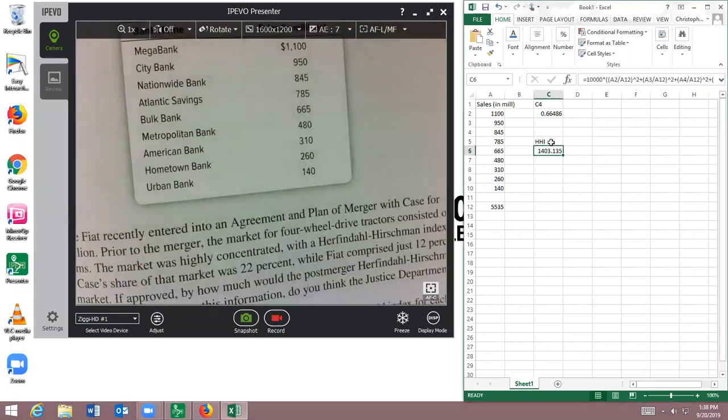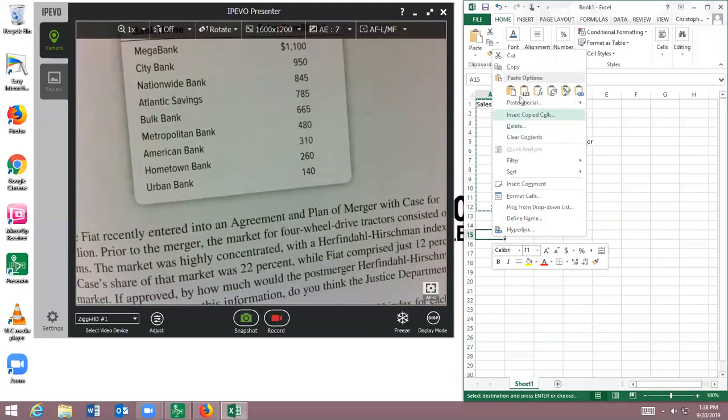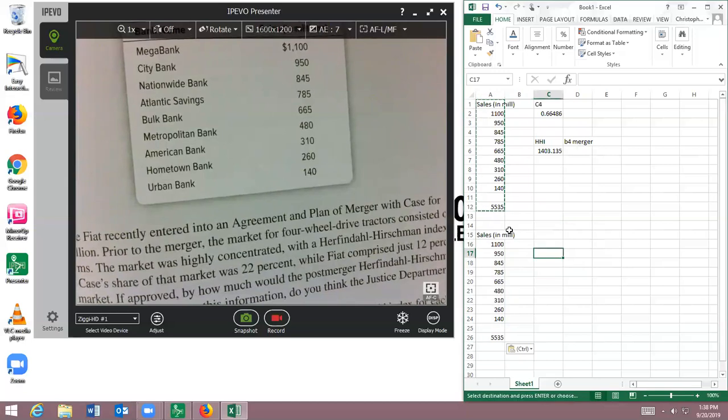So this is HHI before merger, and then I will copy this, paste it down here, so that we can go ahead and combine Nationwide and Hometown. So Nationwide is the 845. So this is going to be equal to 845 plus Hometown is the 260, right? 260. And then I'm going to delete this 260, and I'm going to move this guy up just because it looks better.